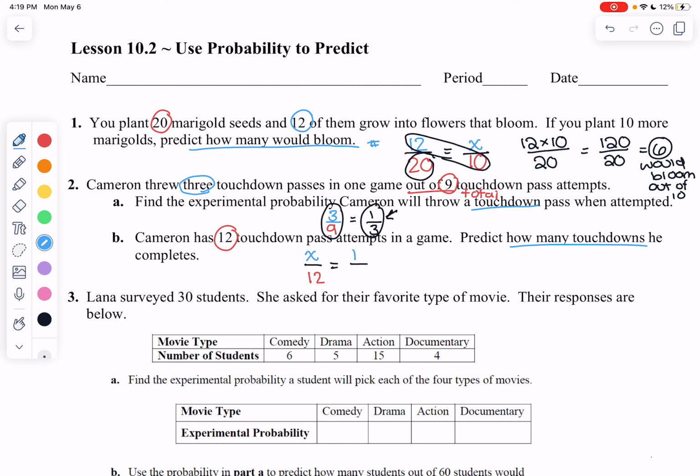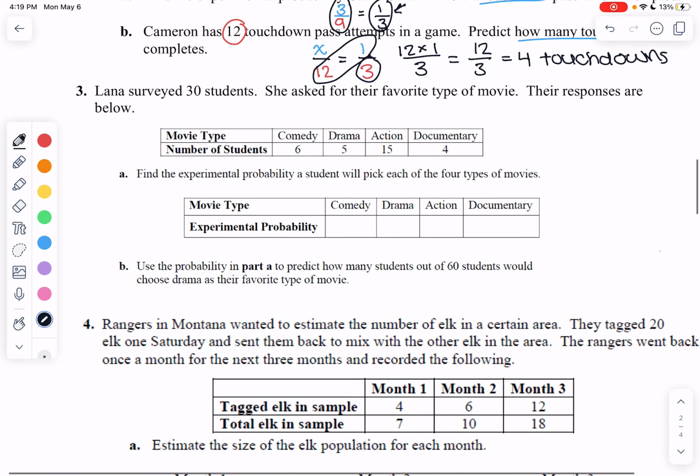All right, and we are just going to use the baseball method again. So I multiply my bat, 12 times 1, and I divide by my ball. So 12 times 1 equals 12, divided by 3 equals 4. So I would predict that he would make 4 touchdowns if he had 12 pass attempts.